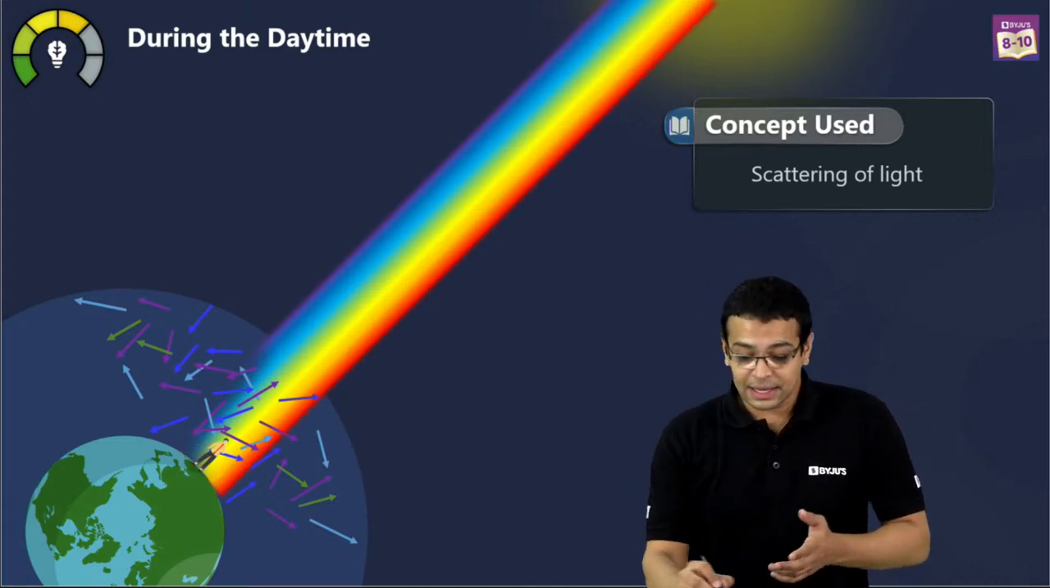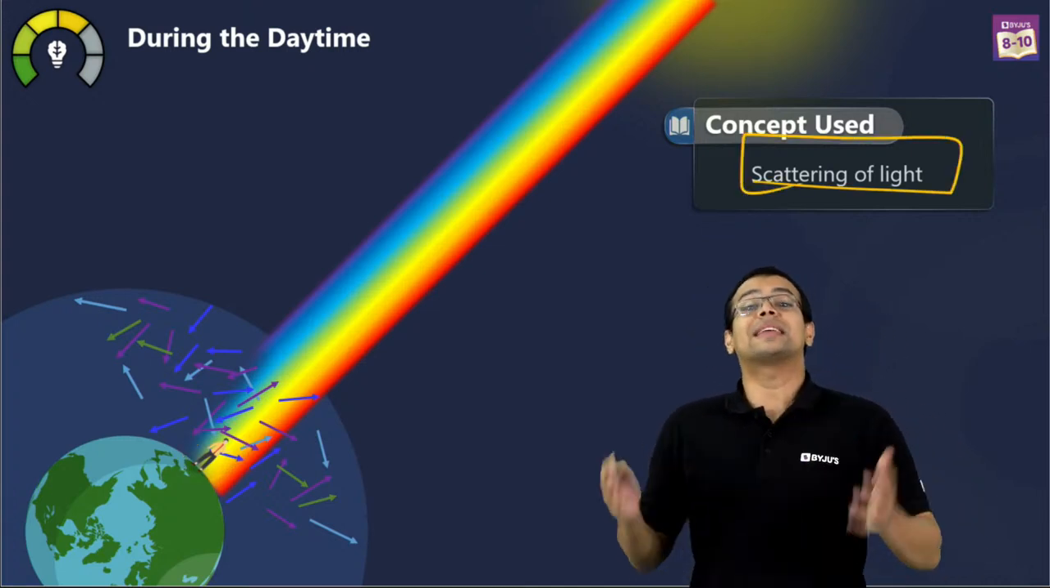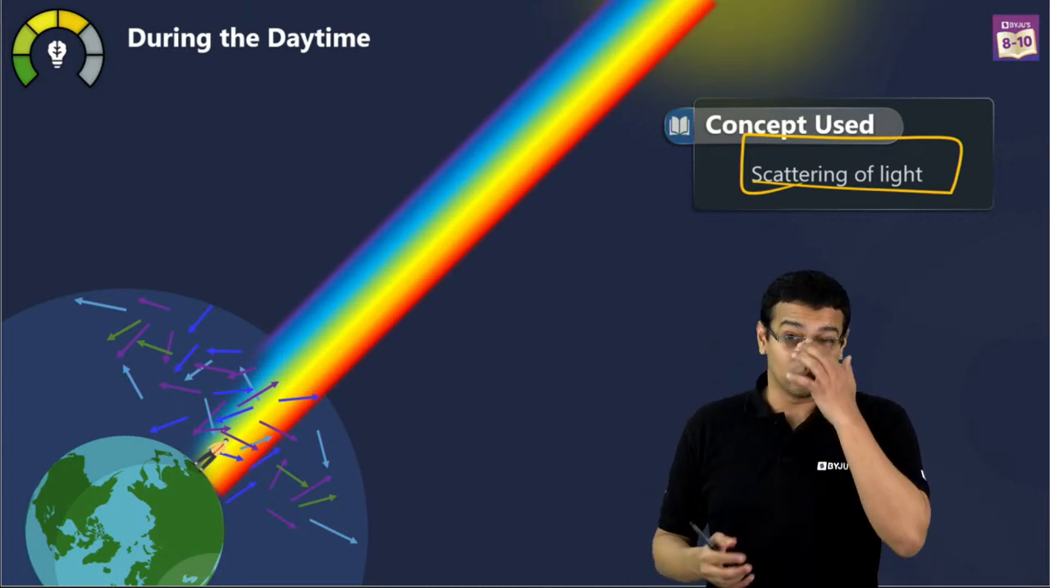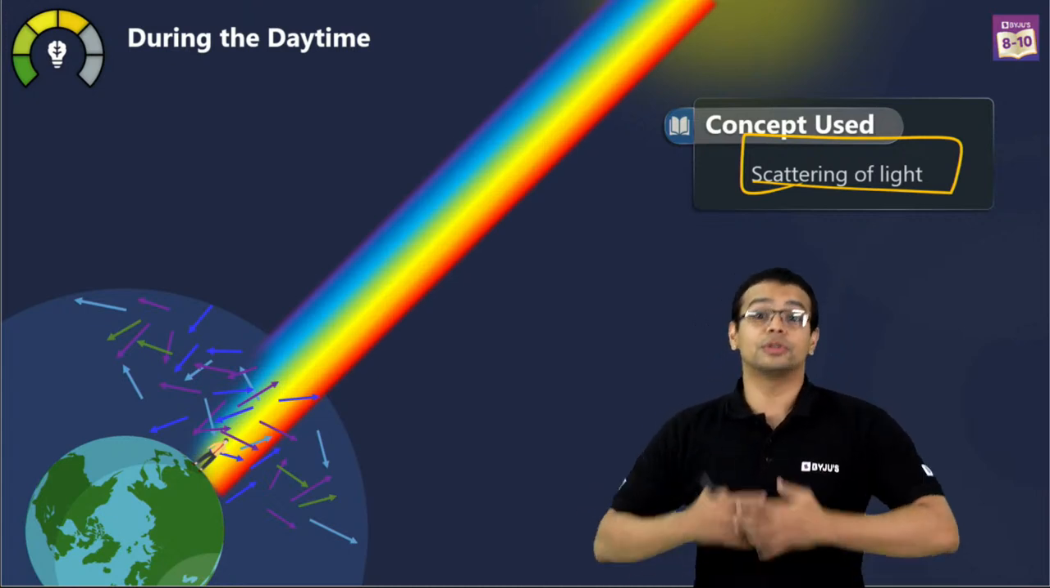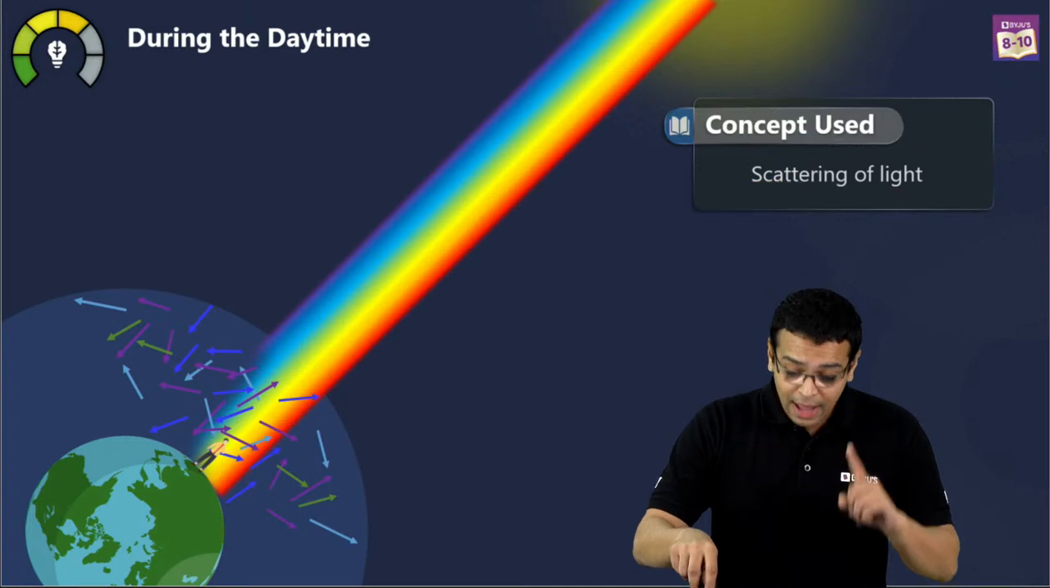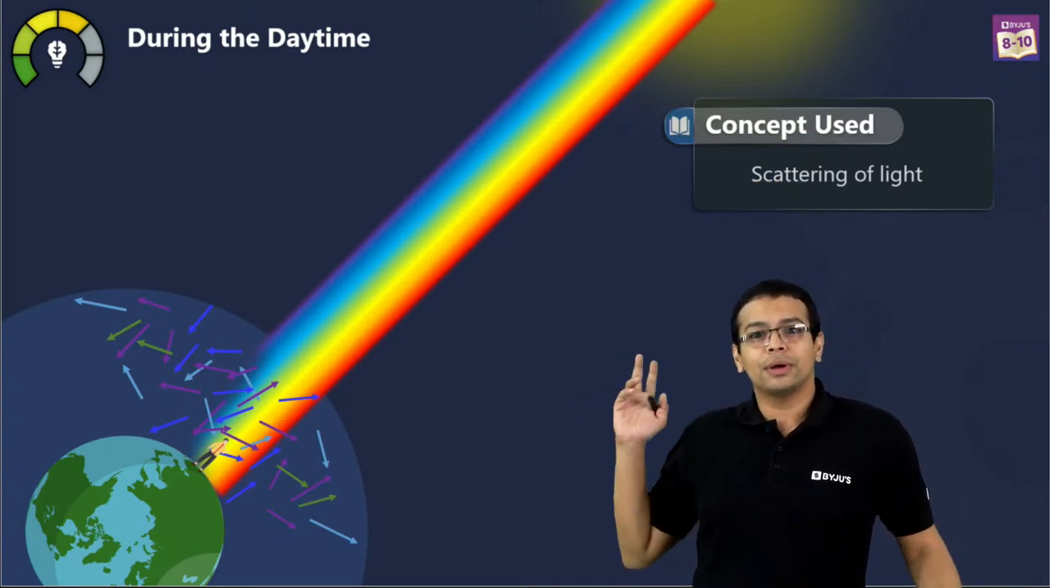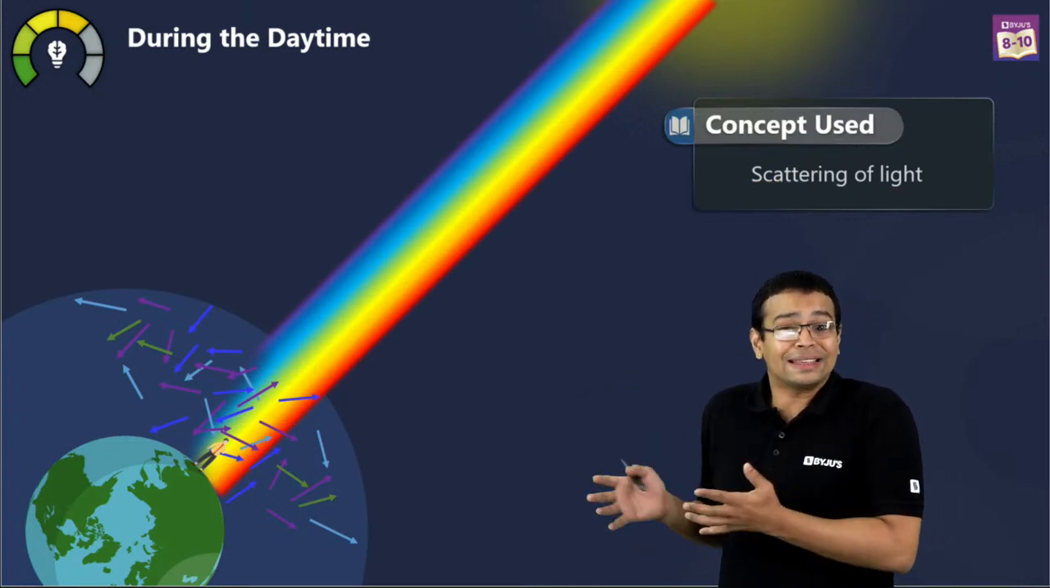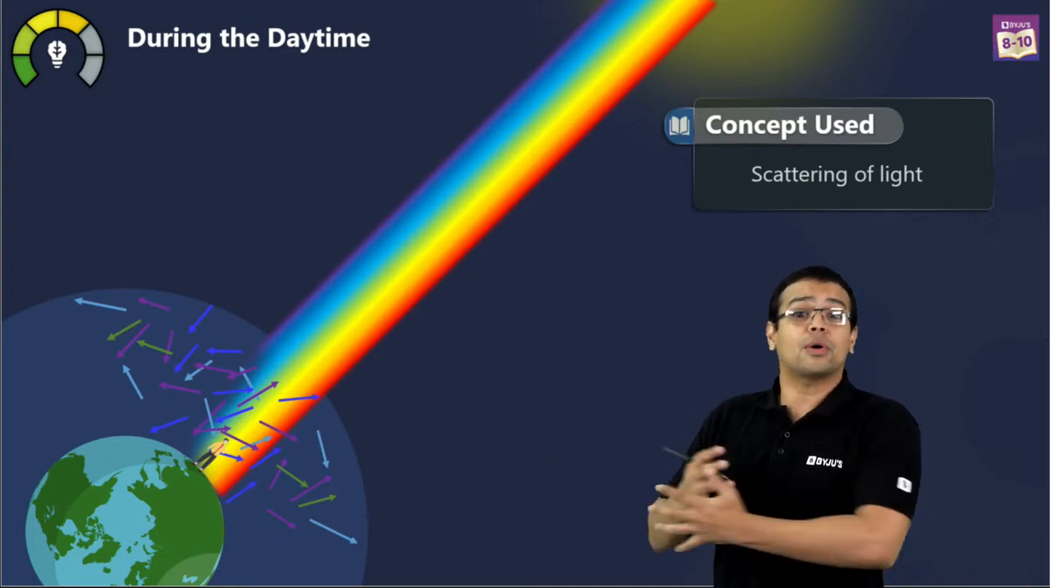Technically what happens is, light gets scattered by the particles in the atmosphere. What particles? Gas molecules, dust particles, so many things. Now, when white light, why am I showing a rainbow out here? You know that, right? White light is nothing but a composition of all energies or all colors of light.